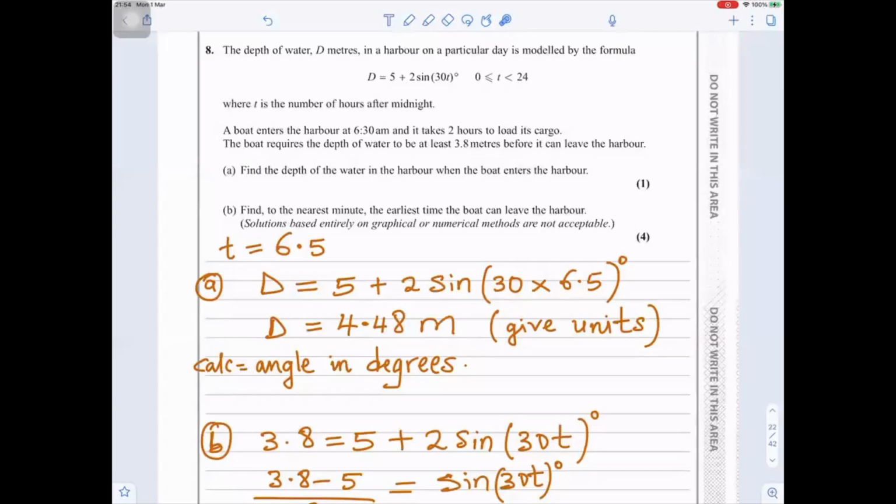Question number 8. The depth of water d meters in a harbor on a particular day is modeled by the formula. Part A, find the depth of the water in the harbor when the boat enters the harbor. So t is equal to 6.5. So we substitute t equals 6.5 and you put that in your calculator. It will give you 4.48 meters. And you would use your calculator in degrees because that's in degrees.